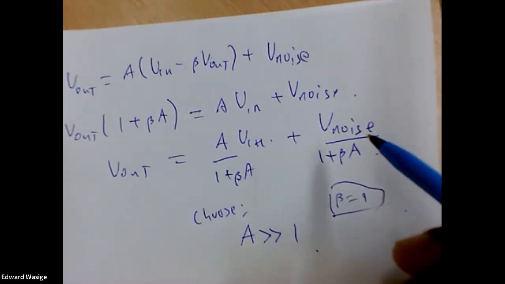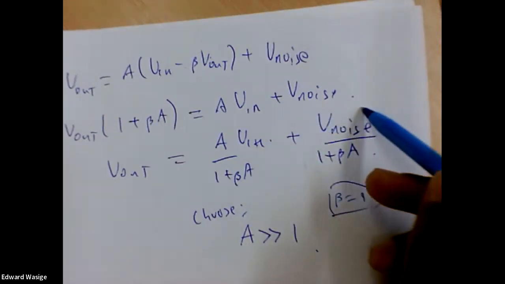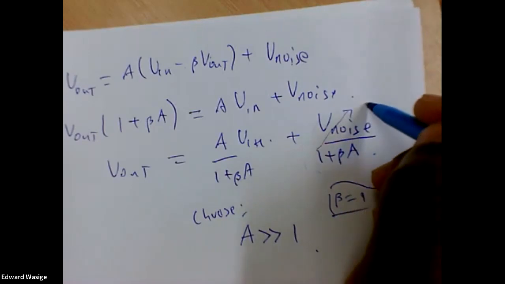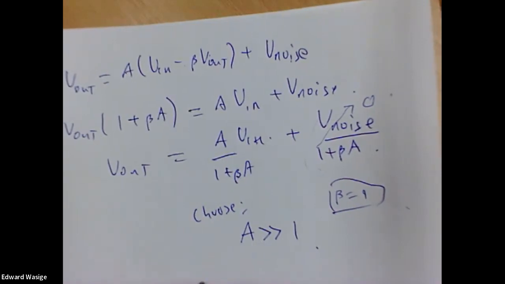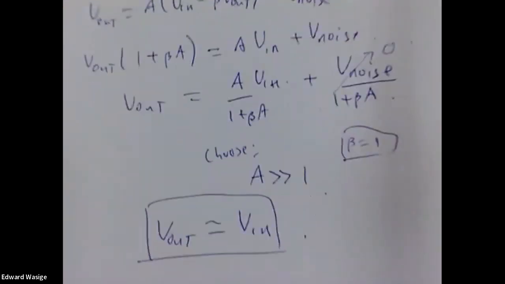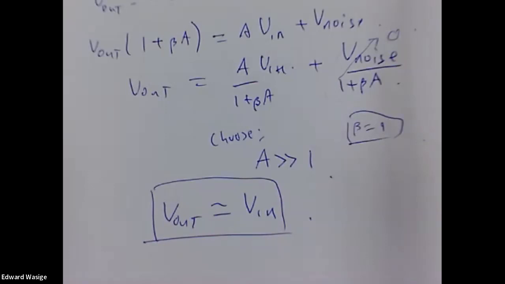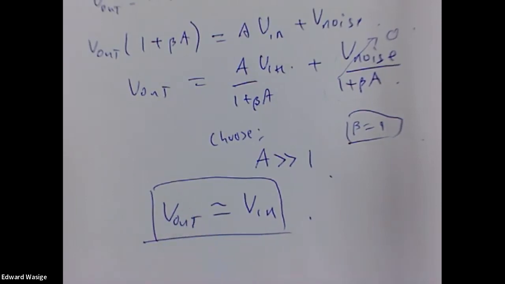That means that this component becomes quite small. And if A is much greater than 1, then this ratio is also very close to 1. Therefore, V out is very close to V in, or V out reproduces V in. In the processing of the signal, we don't want to lose information. So when V out is as close as possible to V in, that's good for us.